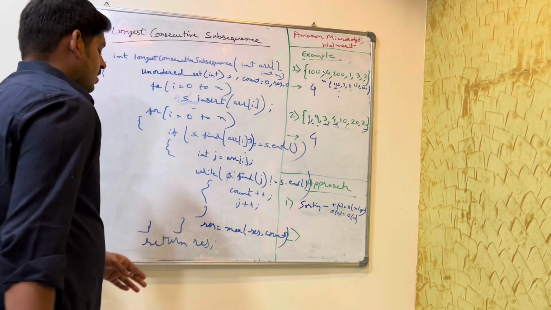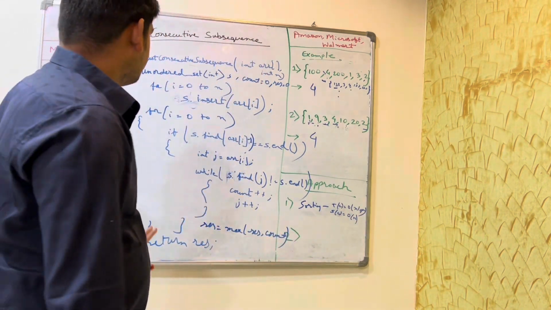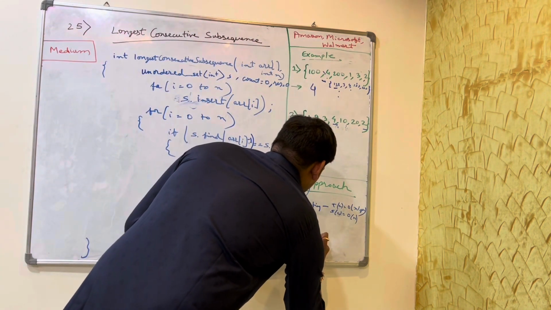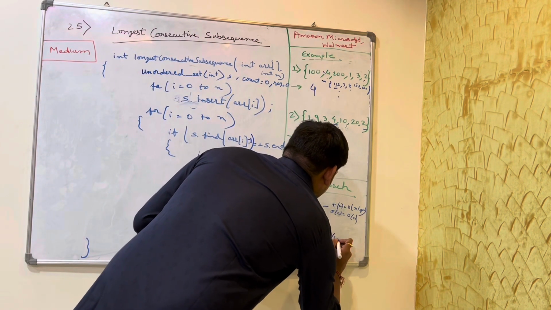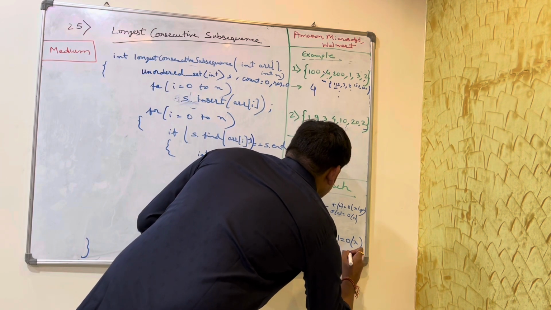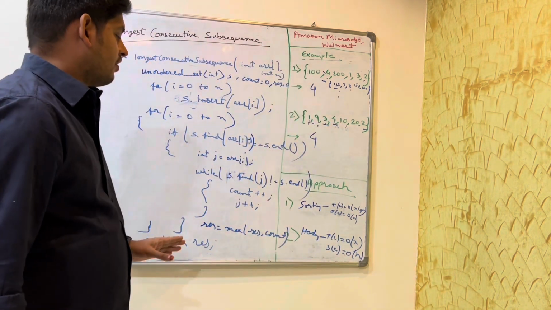Whatever is the maximum consecutive sequence that we have got will be stored in the result. In this way we will solve this problem using hashing in order of n. And what would be the space complexity? We have taken a set, so it would be order of n only. So we have optimized it to order of n time complexity.